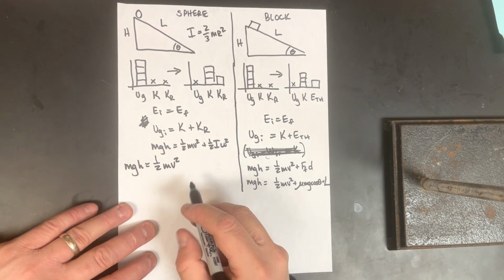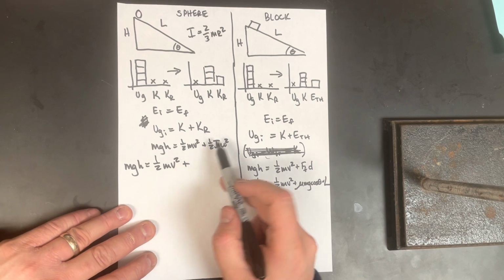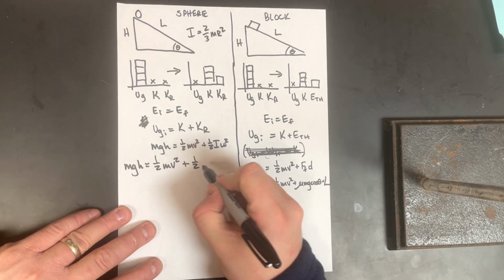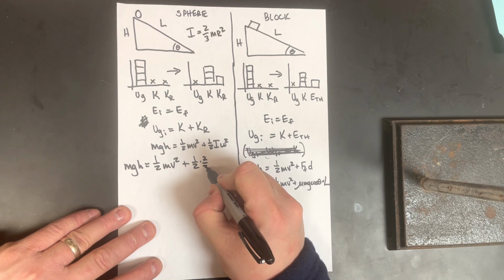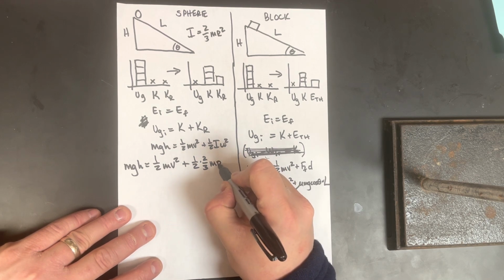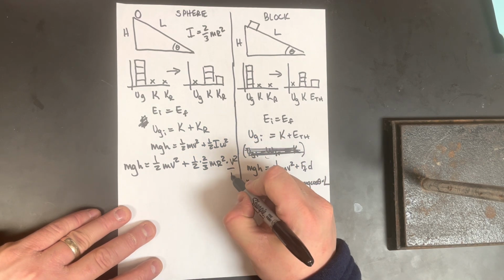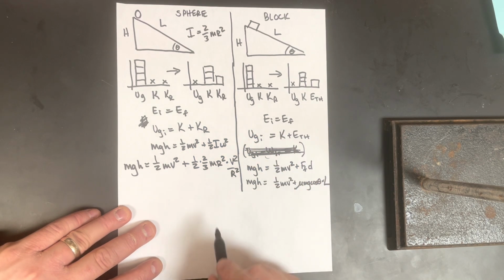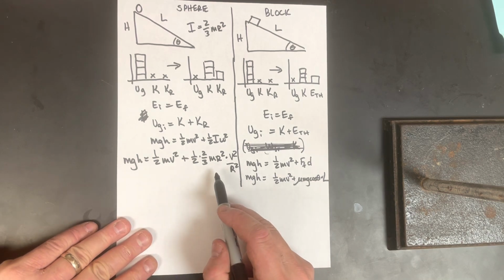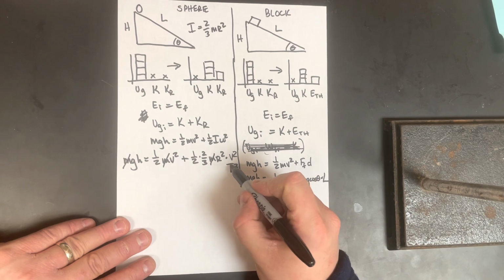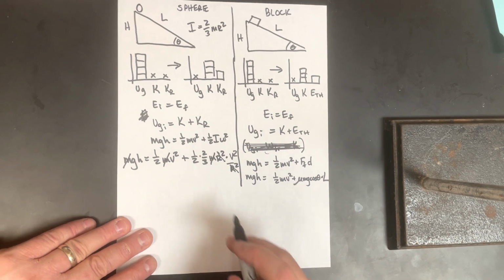So I'm going to set up mgh equals 1/2 mv squared. I'm going to keep that the same from the previous line. And then what I'm doing in this line is I'm going to take my rotational kinetic energy and break that down. So my moment of inertia is 2/3 mr squared. Omega squared is v squared over r squared using our rotation link. And that lets me cancel a lot of things out. So there is an m in every term that's going to cancel. And then this r squared in the numerator and denominator will also cancel.